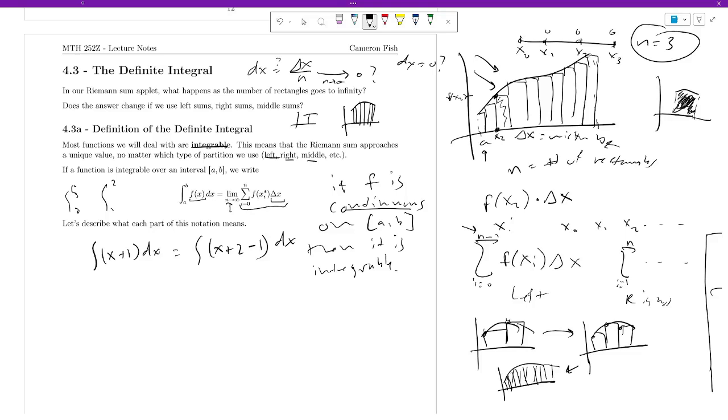Basically, the idea is that as your number of rectangles gets larger and larger, who cares whether I use the left side or the right side? If they're getting skinnier and skinnier, the left, right, and middle are all getting closer to each other, and they're just approaching this single infinitely thin line.